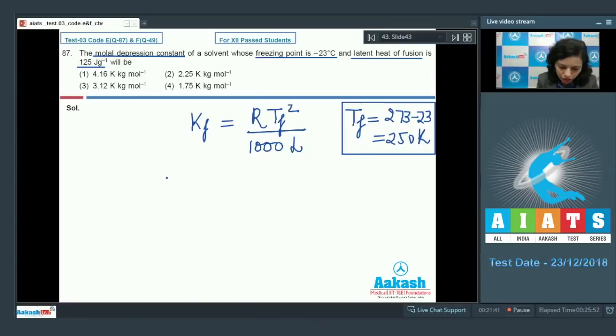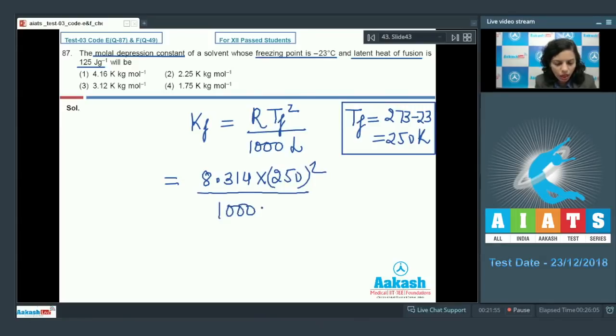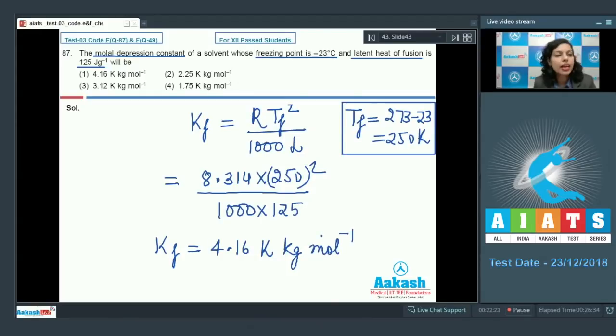Now let's find out this molar depression constant. R value we already know, that is 8.314. Tf is 250 square divided by 1000. And what is this L value? This is 125. We have this value. And just solve this for the final answer. It would be equal to 4.16 Kelvin kilogram per mole. This is the answer, and this is given in option 1. And that's the final answer for this question.